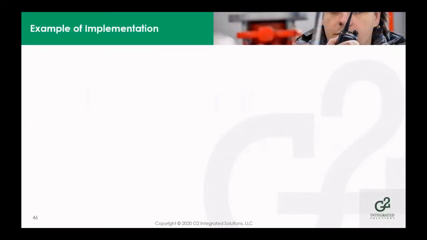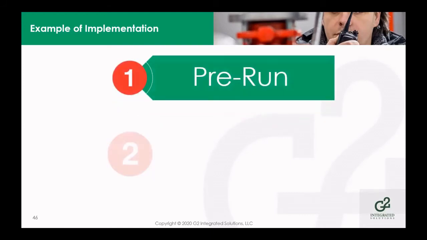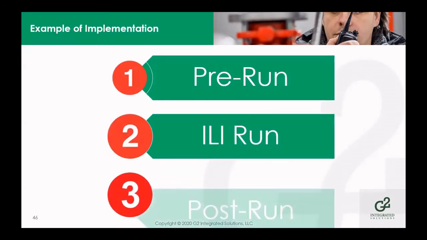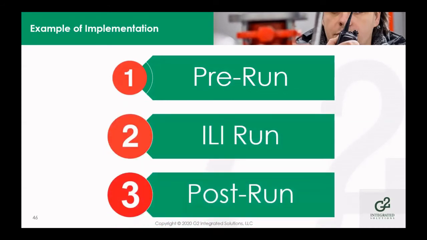So we're going to show an example of the implementation, and the implementation is going to be divided in 3 parts: pre-run, when you are applying an inline inspection tool, when you run the inline inspection tool, and when you get the results of the inline inspection run.